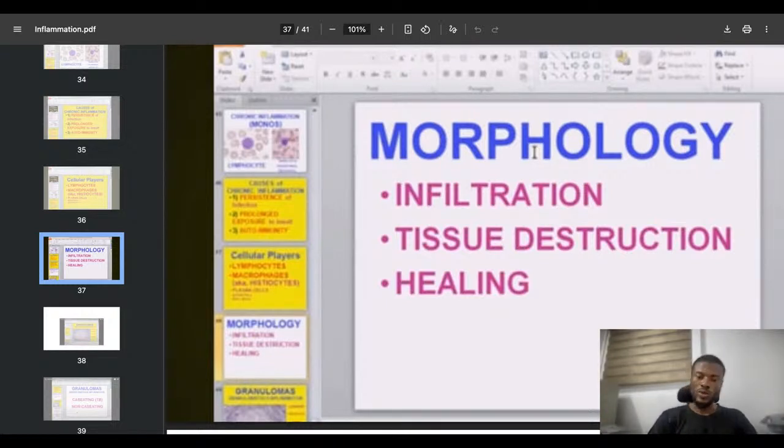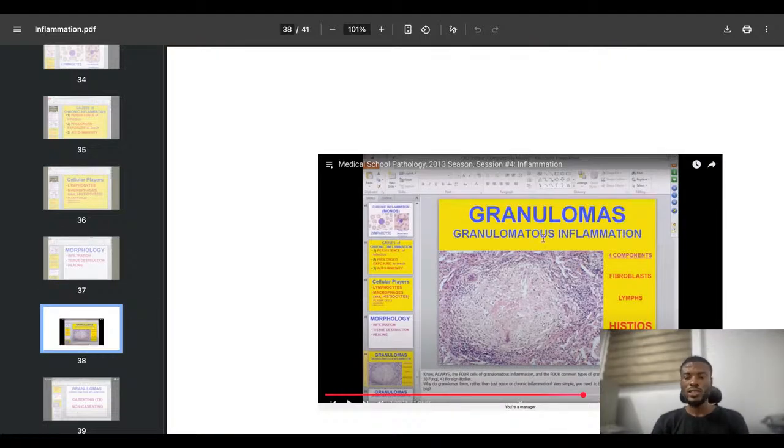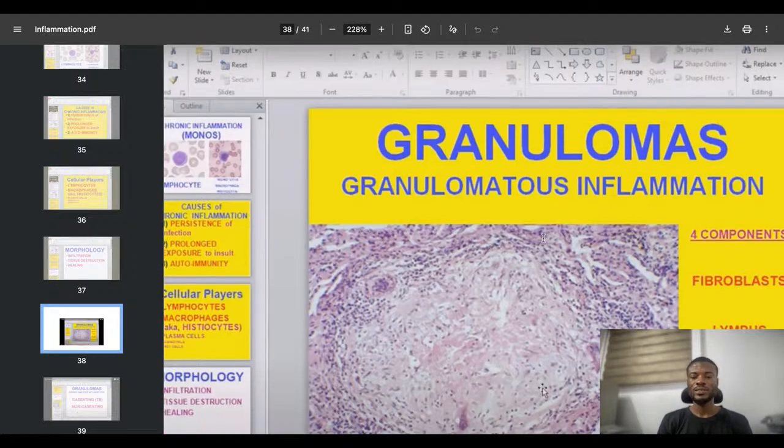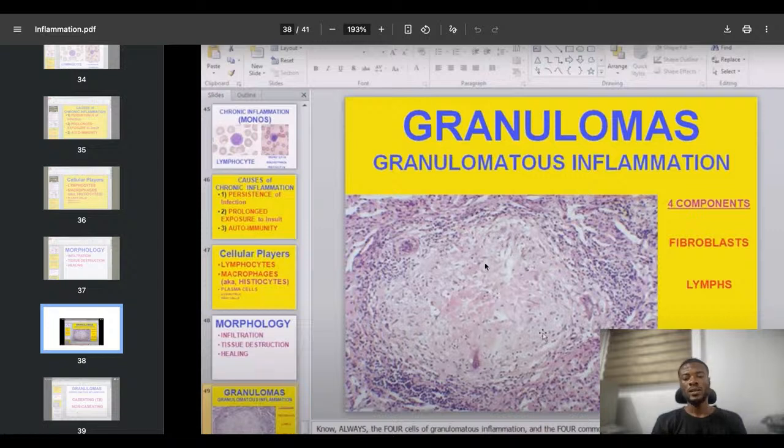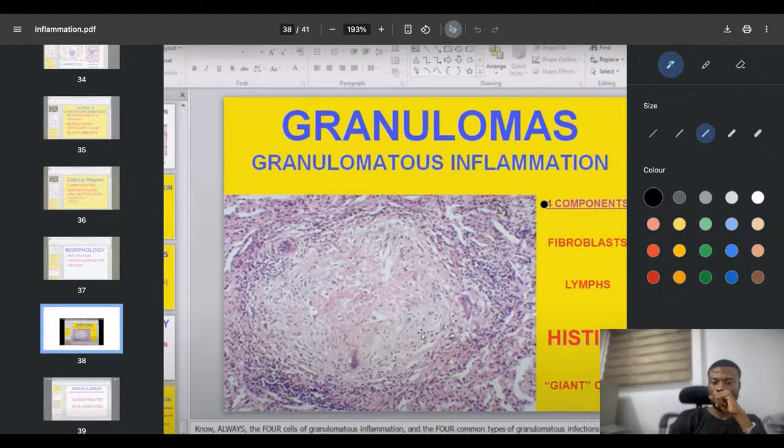Okay. So we also have tissue destruction and then healing. So this is a granuloma or granulomatous inflammation. So you can see that in the middle portions of the granuloma, this place, oh, this is so big.